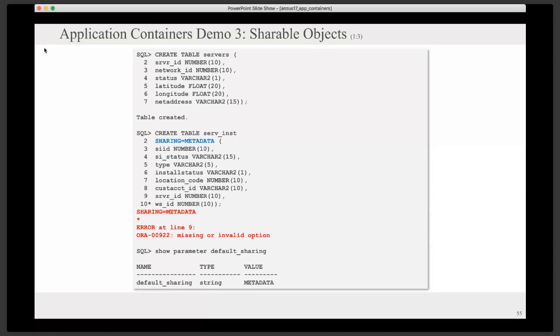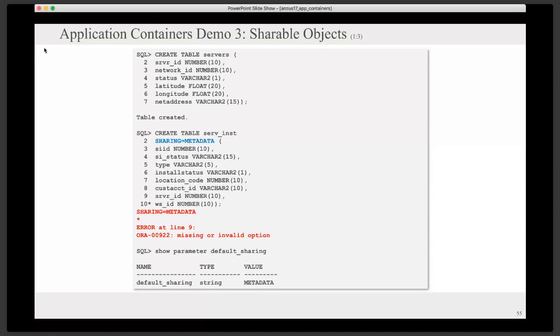Now, in this particular case, on slide 1 of 3, I did not do an alter pluggable database. So the create table works. You can see it says table created. But when I try to do sharing equals metadata, it says missing or invalid option. Well, there's nothing missing or invalid. This is just a really, really poorly written error message on Oracle's part.